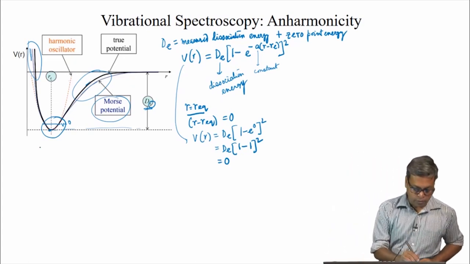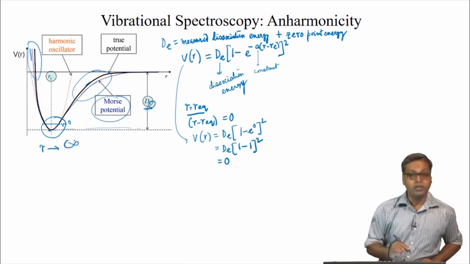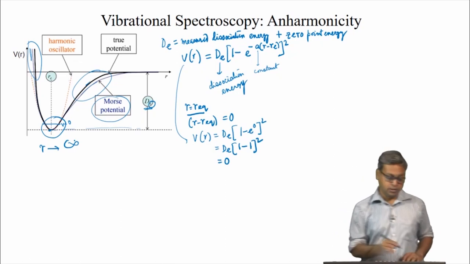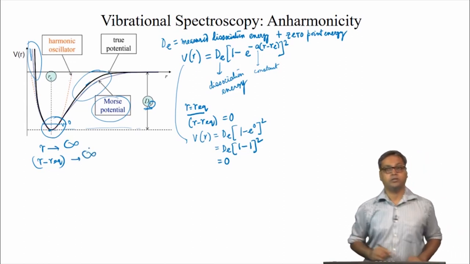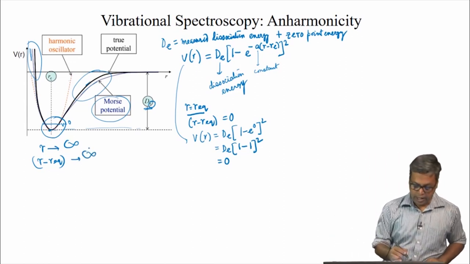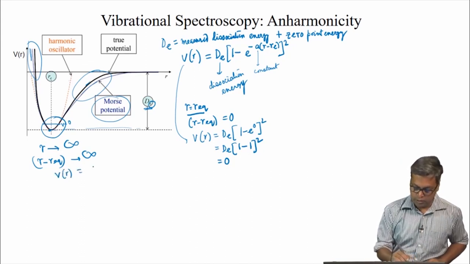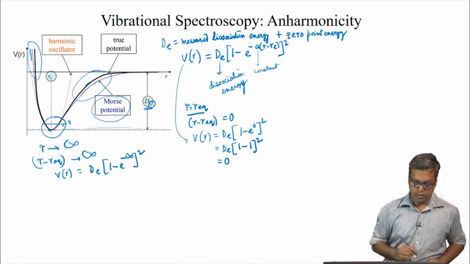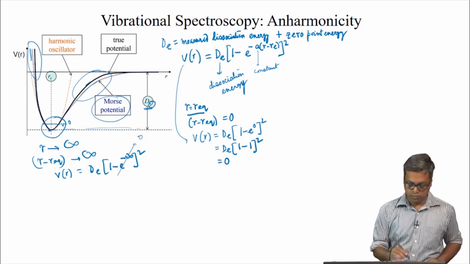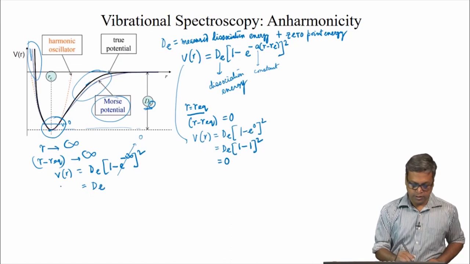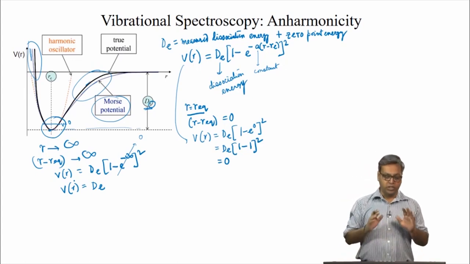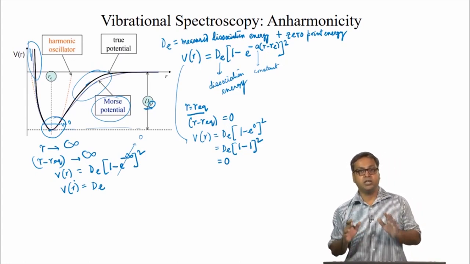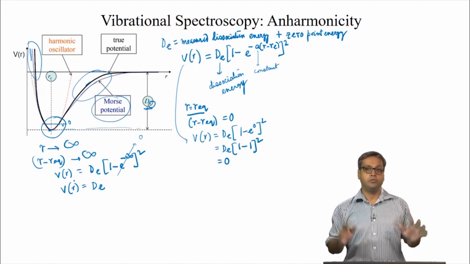Now, if we have the condition that R tends to infinity, then R minus R equilibrium is also infinity. So, we can write V(R) equals dE times (1 minus e to the power minus infinity) squared, and as we know, e to the power minus infinity is 0. So, what we have is V(R) is dE. So, the potential equals the dissociation energy from the equilibrium position.